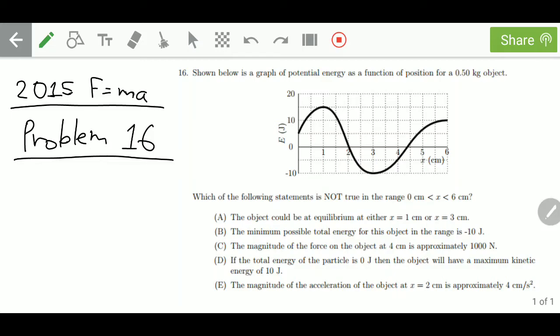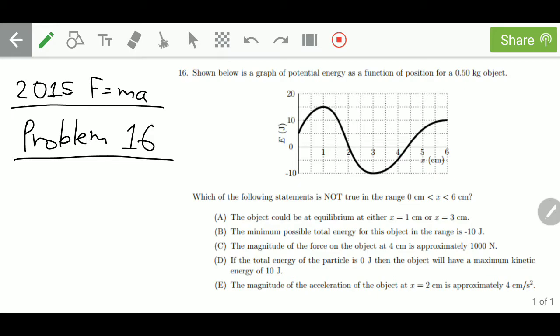Hello. In this video, I'm going to explain problem 16 from the 2015 F equals ma contest. We are given a graph of potential energy as a function of position for a particular object, and we're told that the object has a mass of 0.5 kilogram. And we're asked to find which of the following statements is not true in the range shown on the graph between 0 and 6 centimeters.